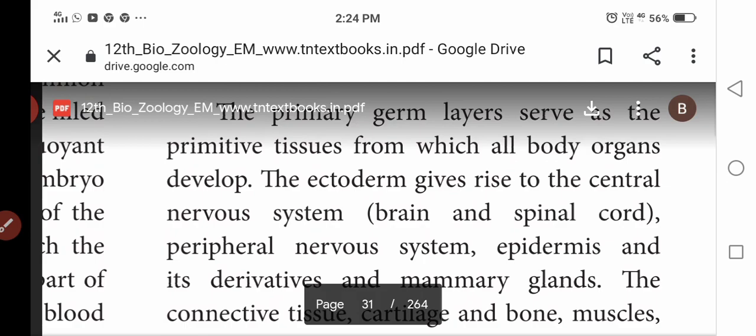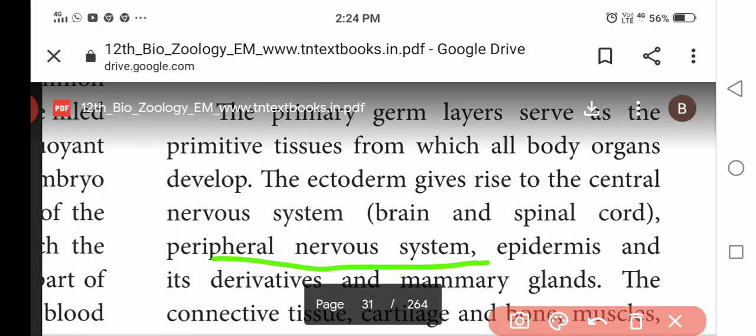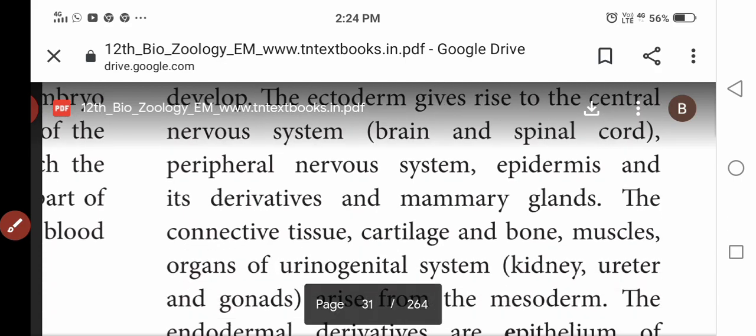Ectoderm, we know that ectoderm is the outer derm. It is followed by the organ systems: the peripheral nervous system. Totally, we see that the nervous system is formed: central nervous system, peripheral nervous system, epidermis means the skin. Derivatives of this include the mammary glands. Do you know that mammary glands are formed from the ectoderm? Understand? Ectoderm.